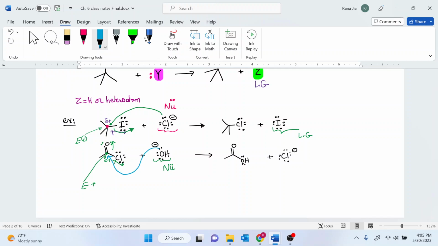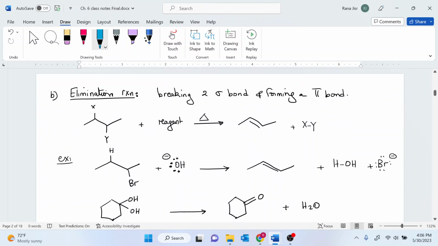And every time I make a bond, I need to break the bond. The bond that I am breaking here is the bond between the carbon and the halogen. This is the bond that I am breaking, this one over here. So you break this bond, and when you break this bond, it's as if you did a substitution here of the chlorine by the OH. So you're going to end up getting your product here, and whatever left, this is going to be called the leaving group.